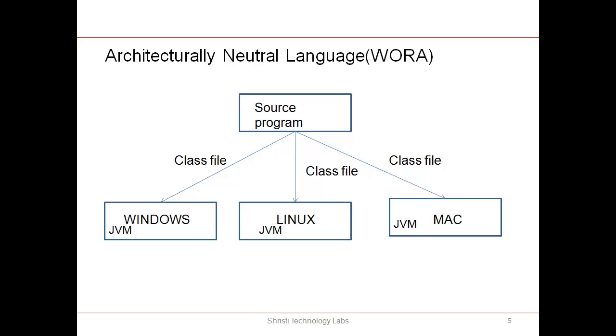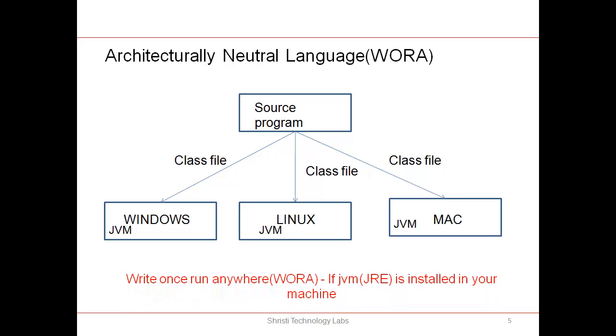I'll explain it here. Java is also an architecturally neutral language. You write the source code, you compile it, you get a class file. The class file, you are going to run it in 3 different machines which is running in Windows, Linux and Mac operating system. If these machines have JVM installed, it will allow your Java program to run comfortably. So the class file is platform independent, but the JVM is platform dependent. That is why Java is called as write once, run anywhere. If JVM is installed in any machine, your Java program can run comfortably.